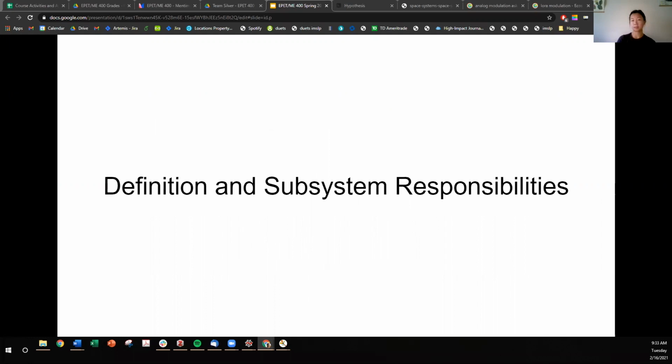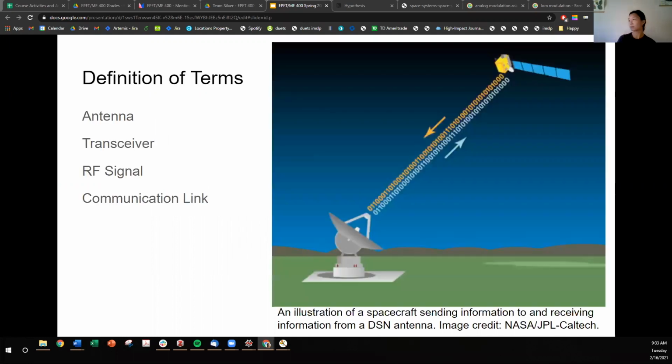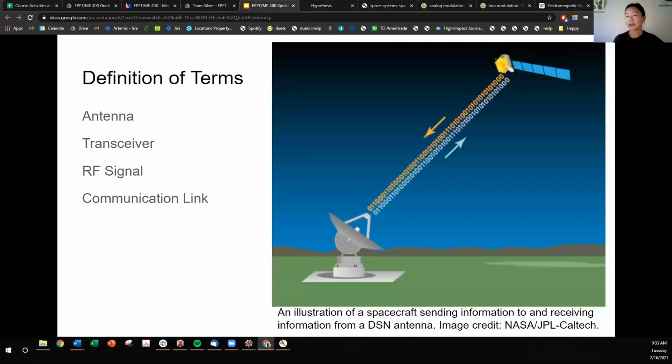So let's define some terms and responsibilities. Using this picture, we're just going to walk through what all of these different terms are. So an antenna is the interface between radio waves propagating through space and electric currents moving in metal conductors used with a transmitter or receiver.